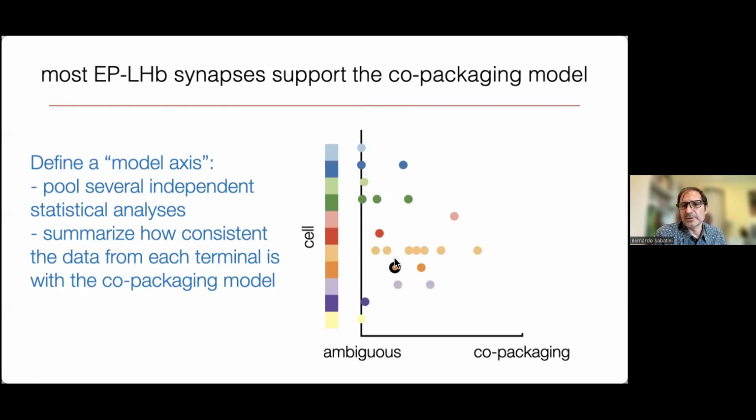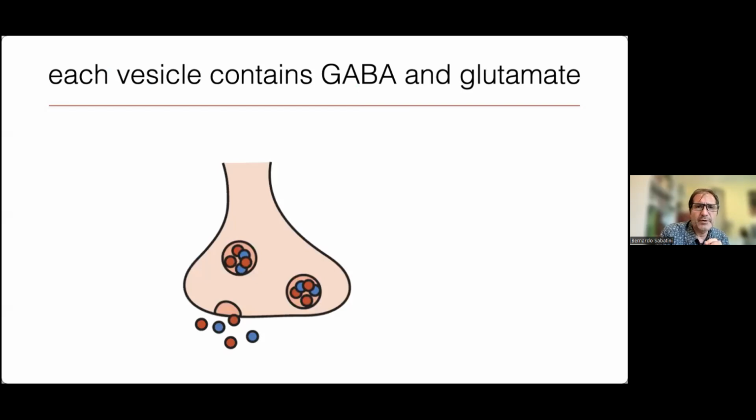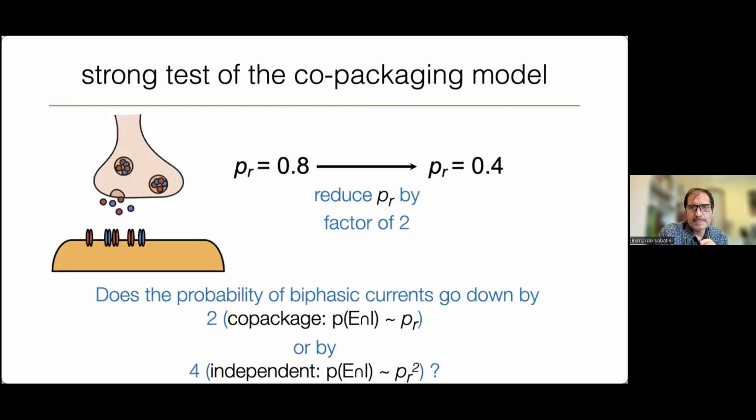So it's one that's really in the middle of our distribution. We had other synapses that have even much stronger evidence of co-packaging. One thing I forgot to mention is that the better our recording quality, the better the series resistance was, the lower the synaptic noise and so forth, the more likely we were to find evidence for co-packaging. Okay, so from that, we conclude that each vesicle has GABA and glutamate in it.